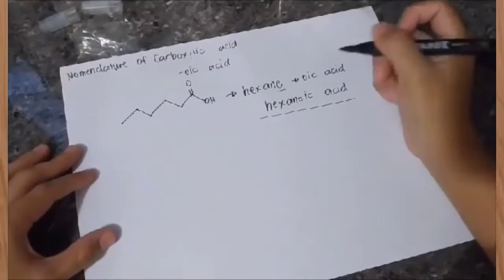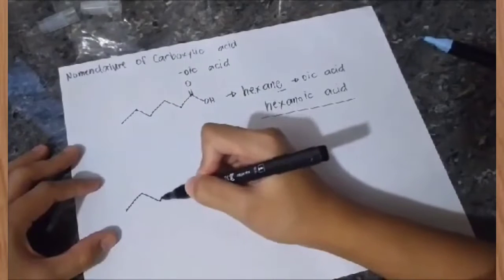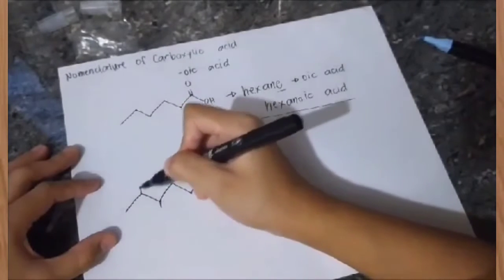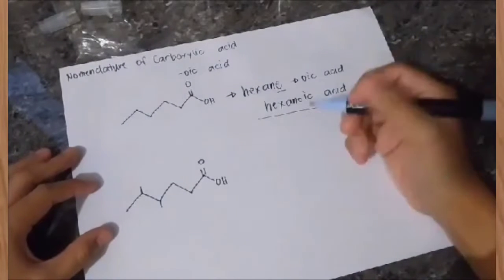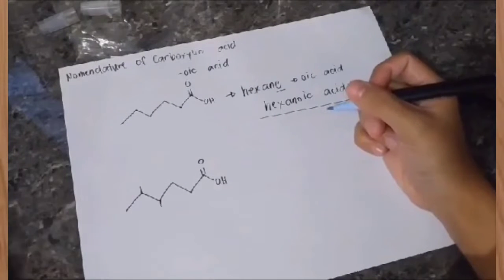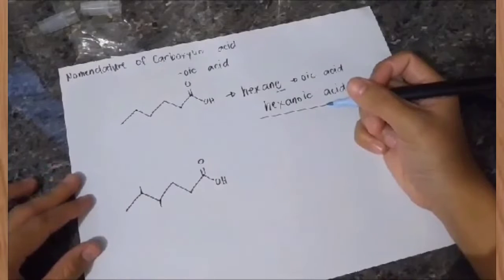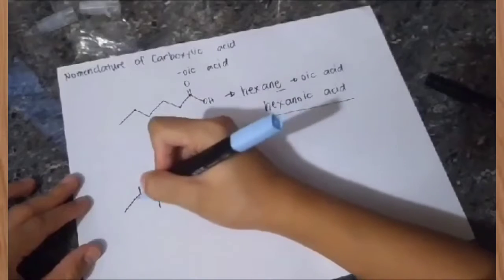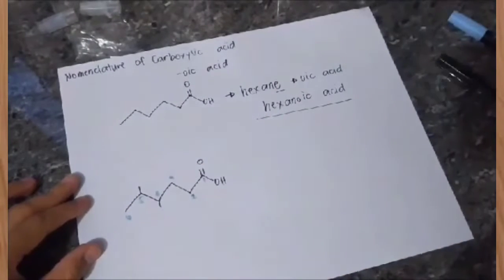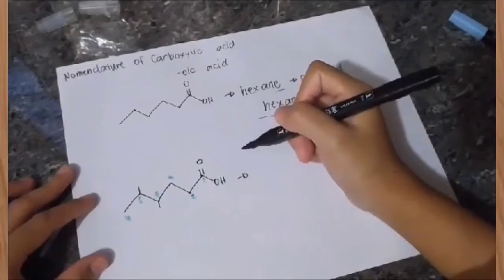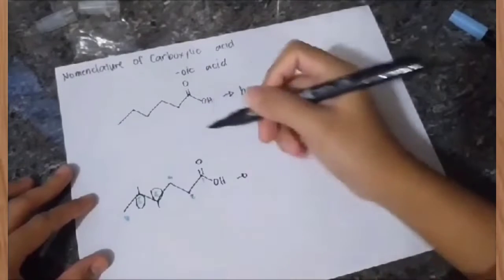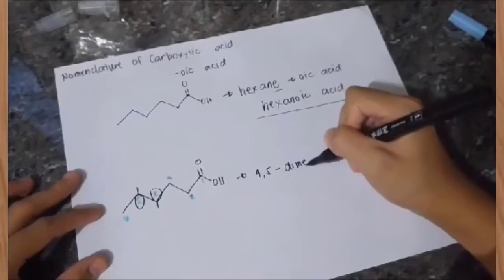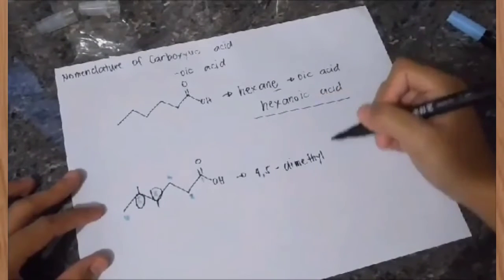How about if we put a substituent? Just like a normal naming of functional group, let the OH group be the lowest, so let's start counting from here. 1, 2, 3, 4, 5, 6. We will name it as 4,5-dimethyl and add the hexanoic acid.